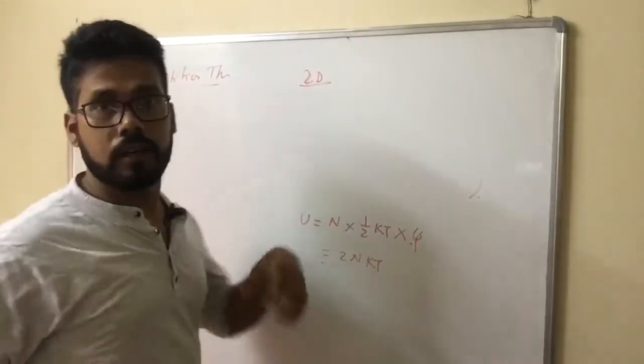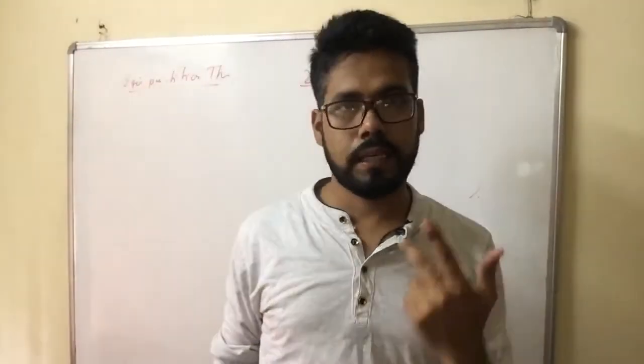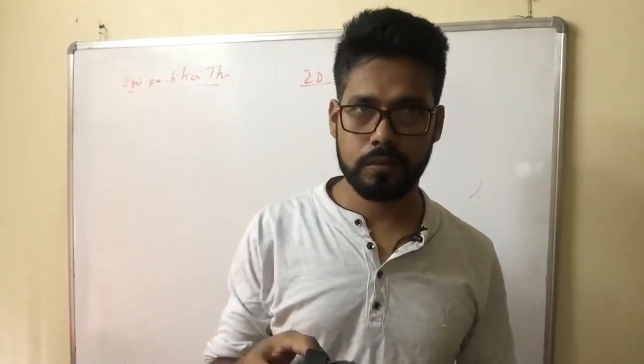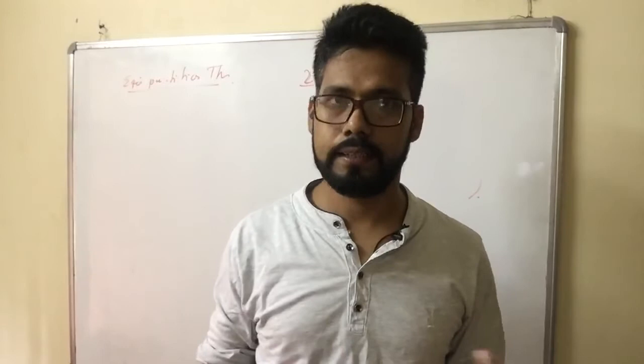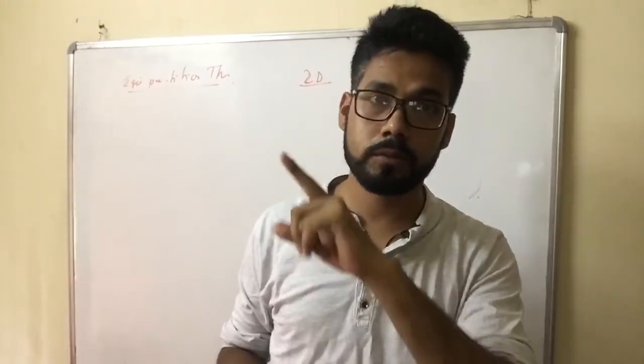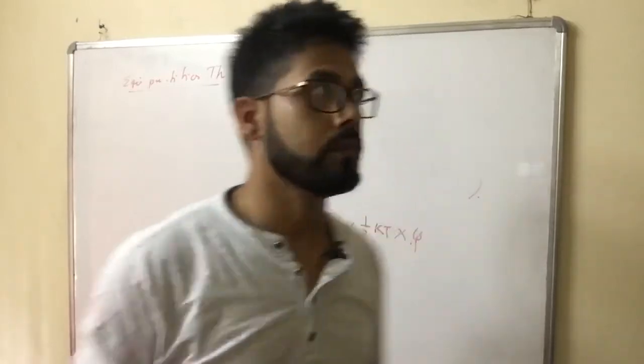If it is one-dimensional, how many degrees of freedom? Px and x, so 2, not 4. So the specific heat is equal to half kT into 2, so it will be kT into N. This way you have to utilize it. Do not confuse. That is why you have to read the question carefully.